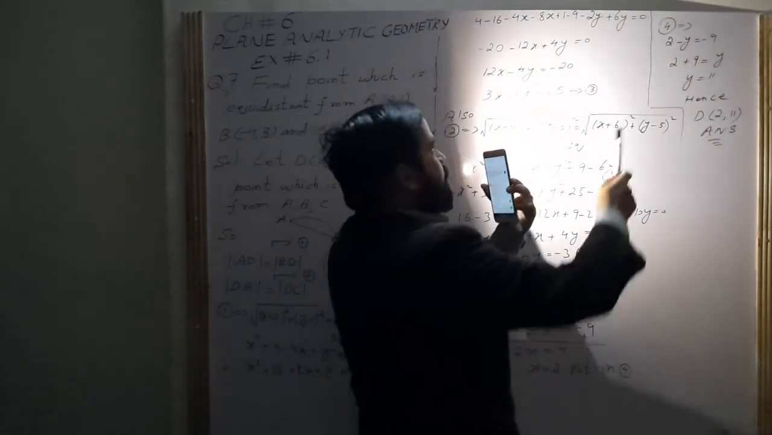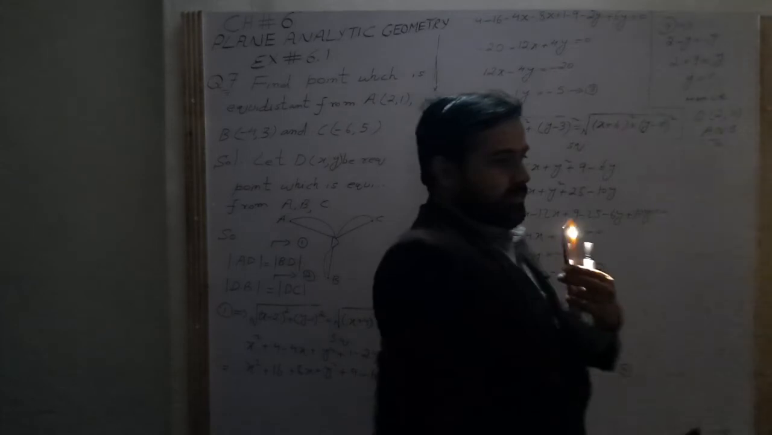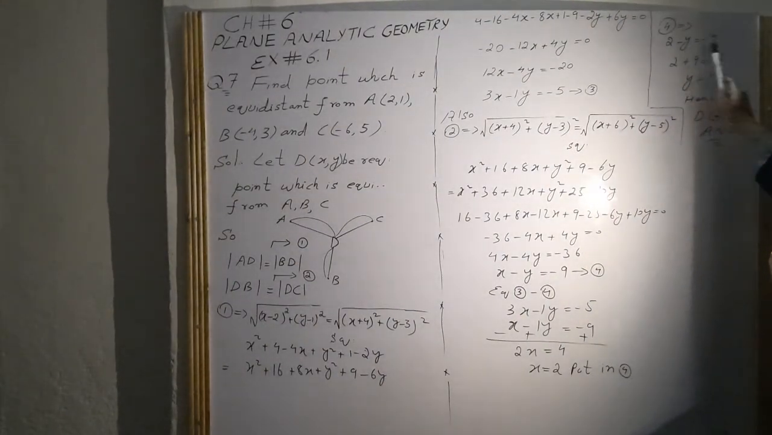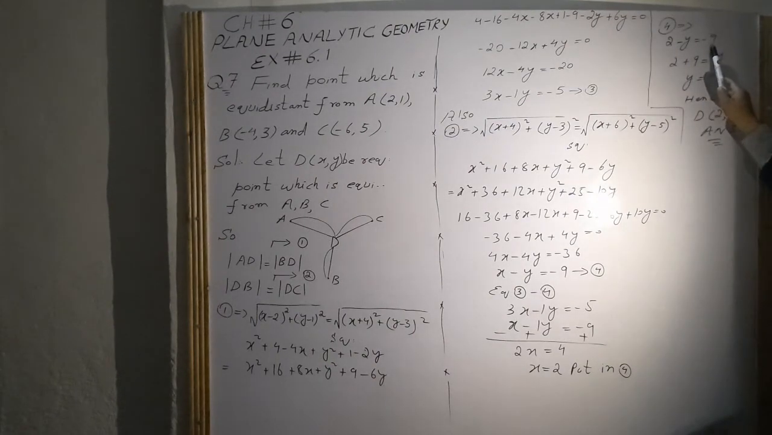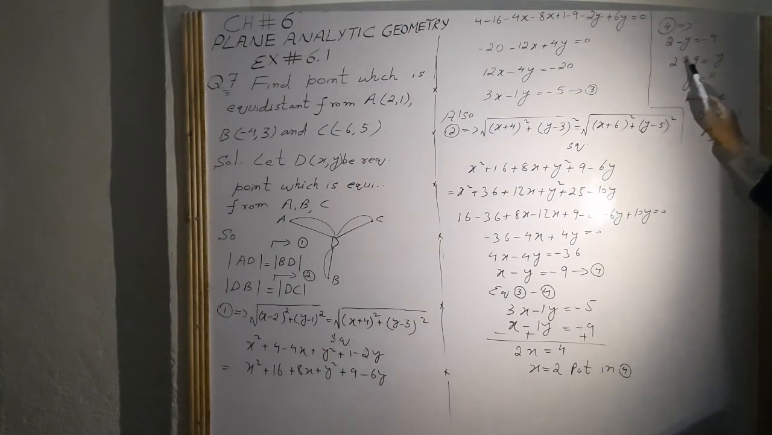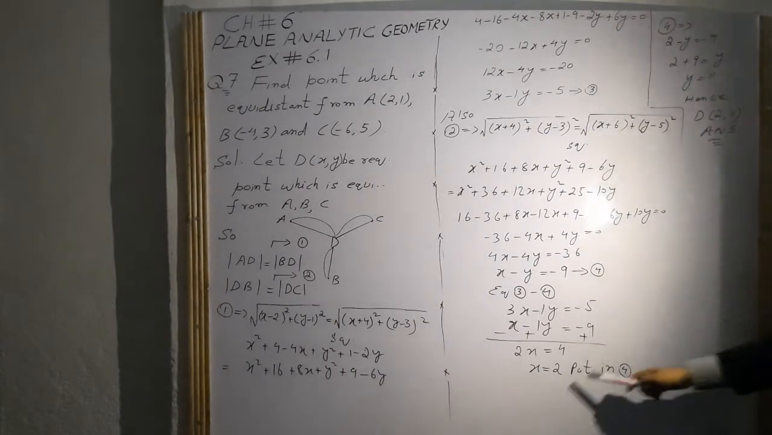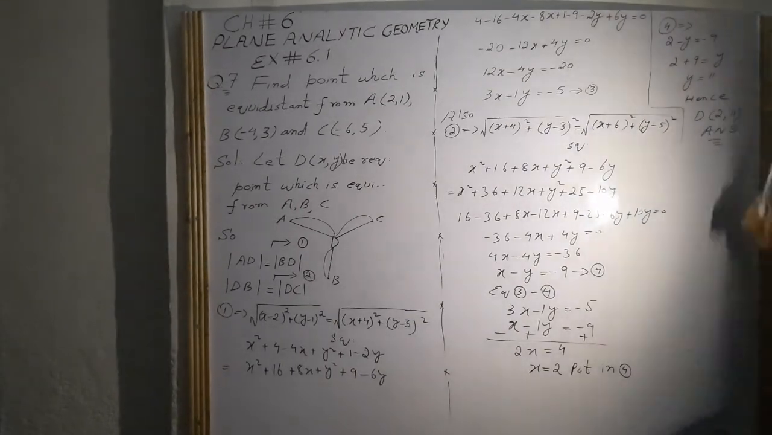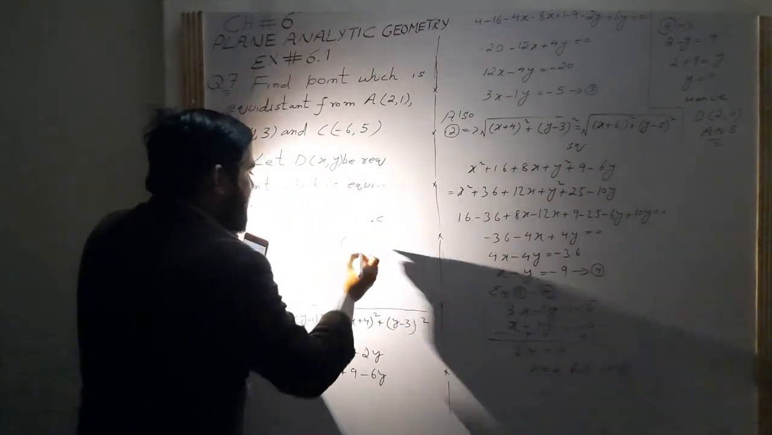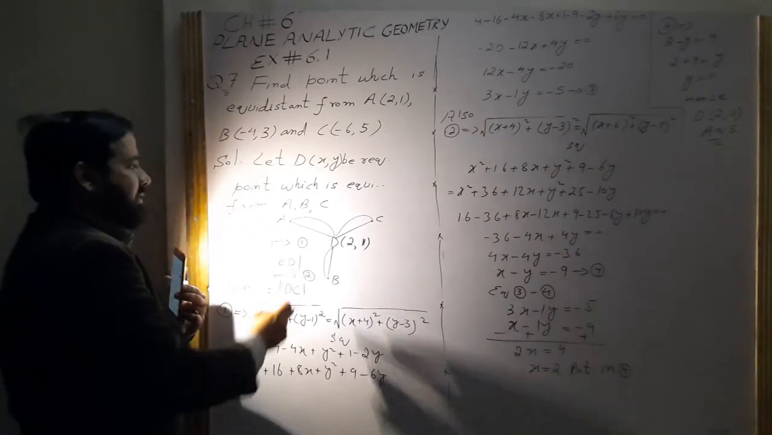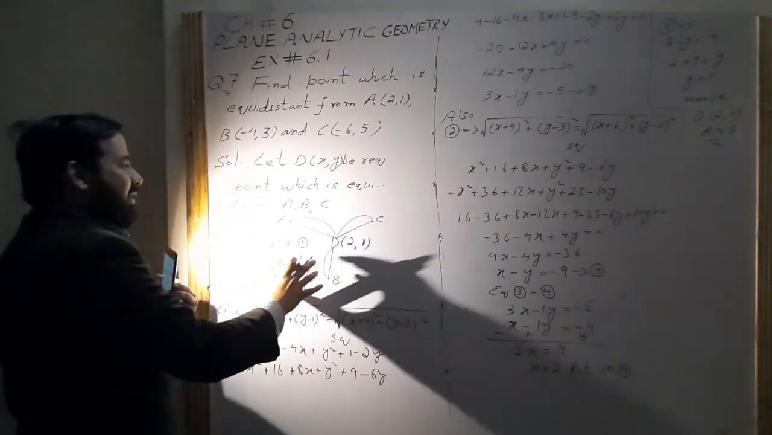So this is 2 minus 4 is equal to minus 9, and after simplification there is minus y, to the right this is positive, and minus 9 to the left, this is plus 9. So y in this case is 11. It means that the value of D in this case is x is 2 and y is 11. So there is a point D which in this case is 2 comma 11. It means that D is the point which is equidistant from A, B, C.